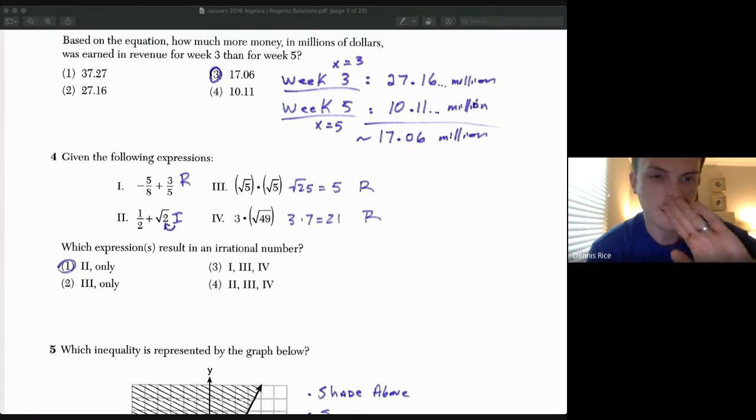Irrational number. Usually we're asked rational, so just read the question carefully here. The only irrational one is 2.